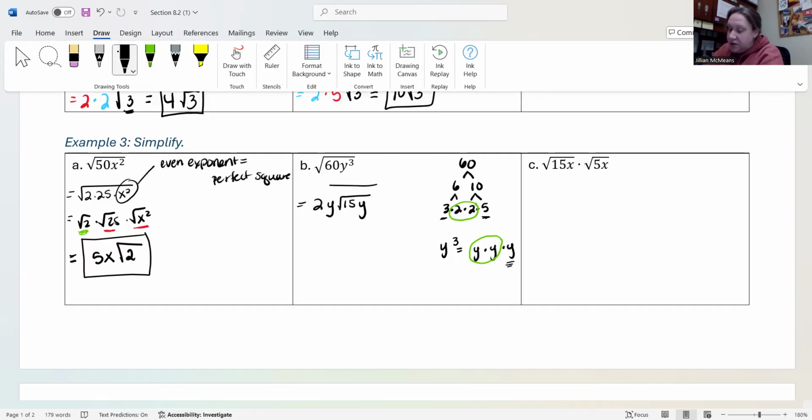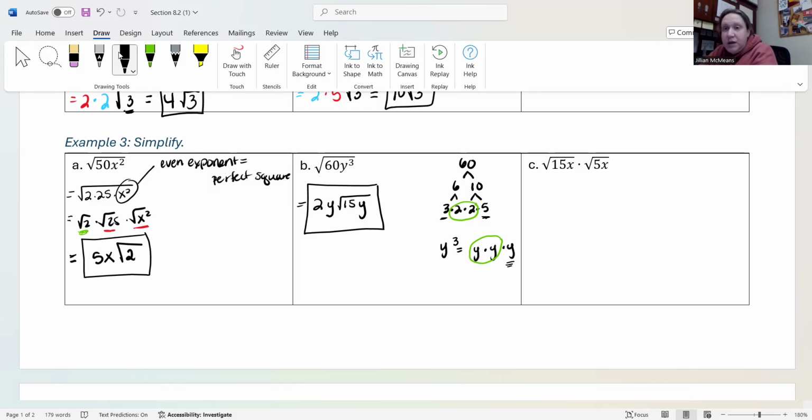So as weird as this one looks, this is the most simplified version of 60y to the third. And on my life, this is as complicated as I would make simplifying something like this. I'm not going to give you anything more involved than that. Okay, so if you can understand something like example 3, part B, you're good.